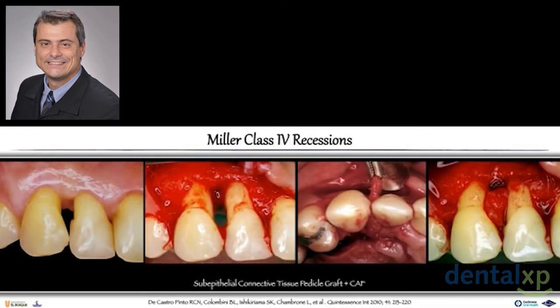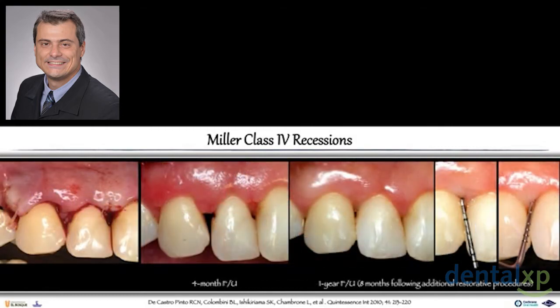But it should be clear in mind that root coverage is still unpredictable for defects like this. However, upon the patient's request, we may use combined peri-restorative therapies in an attempt to improve aesthetics. For example, the use of a subepithelial connective tissue pedicle graft in association to a coronally advanced flap and composite restorations after wound healing.